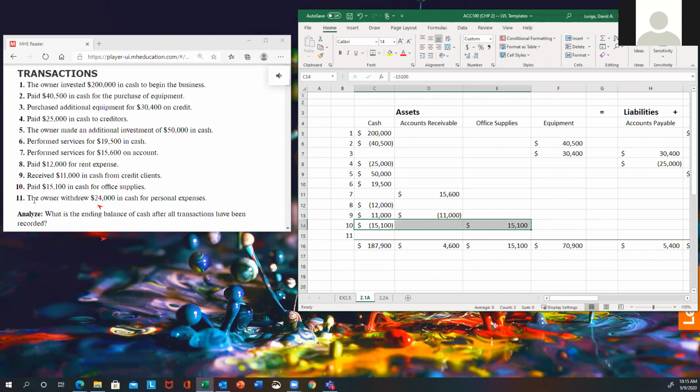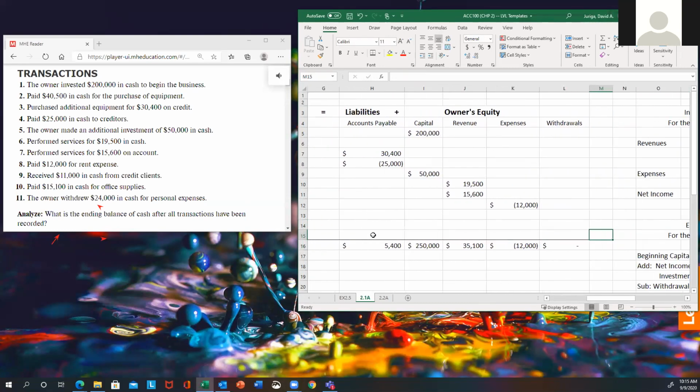Okay. And then the last one, and then we'll get to some of the diagnostics with this thing. It says the owner withdrew $24,000 in cash, but it says for personal. Anytime there's a personal withdrawal, we're going to put that under a category called withdrawals. So on number 11, I'll put minus 24,000 cash, and then I'm going to go over to withdrawals and put minus 24,000. And remember, withdrawals is going to act like an expense, meaning it's going to reduce equity.